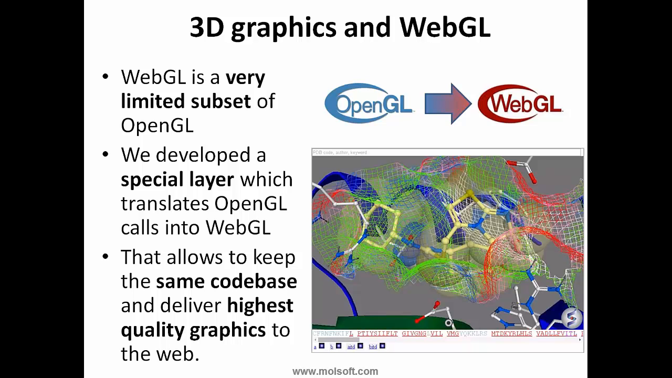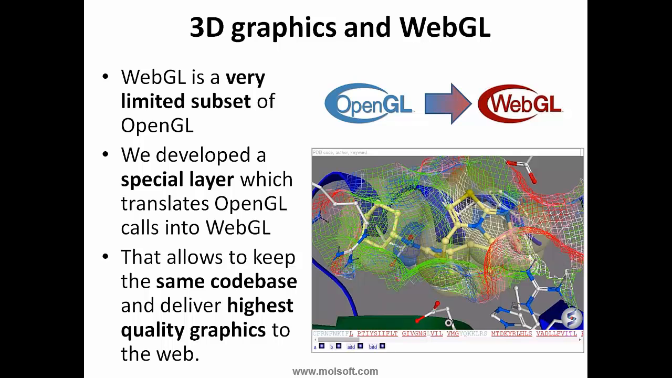So the real challenge was to port 3D graphics into a browser page. Browsers support so-called WebGL, which is a very limited subset of OpenGL. And as I mentioned before, we want to keep the same graphics quality and the same representations as we have in our desktop applications. For that, we need to keep the same code base. So we have some rendering code in C++ or C, and we want to keep the same code to produce the scene in a web page.